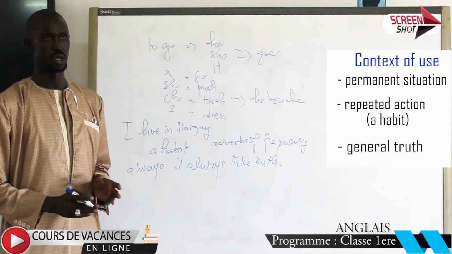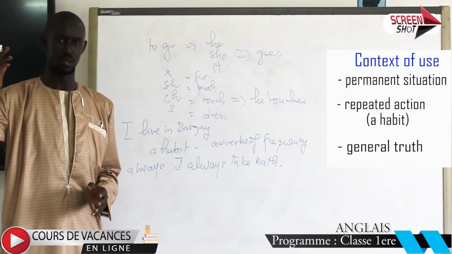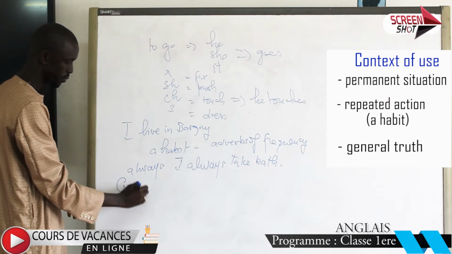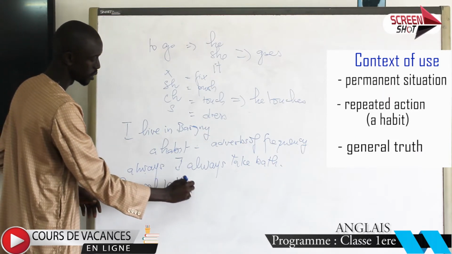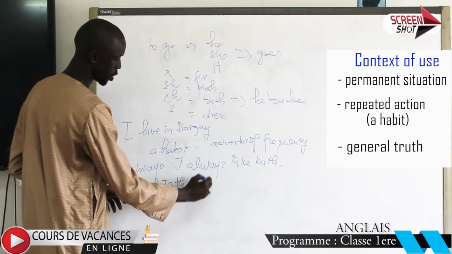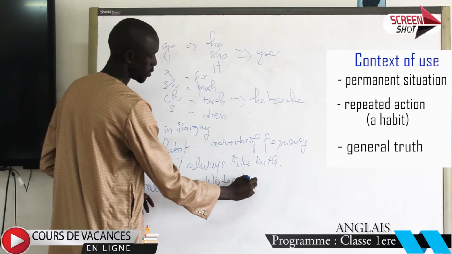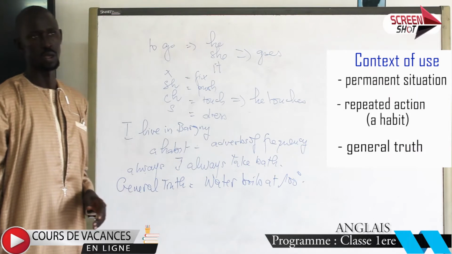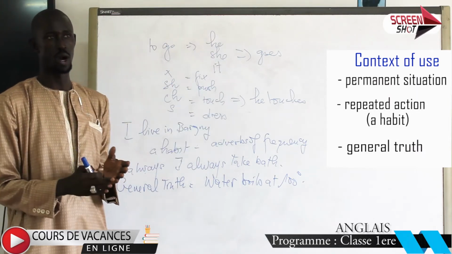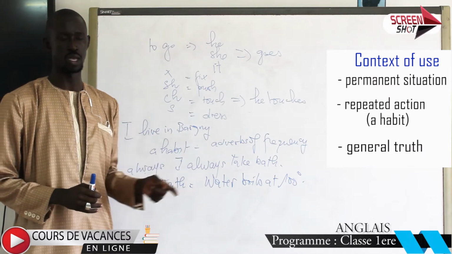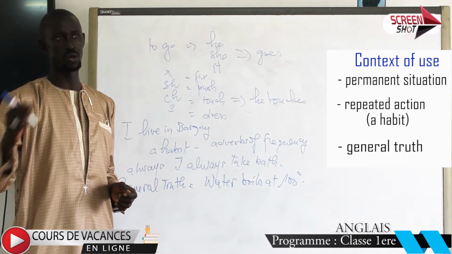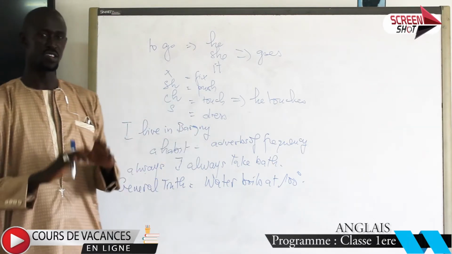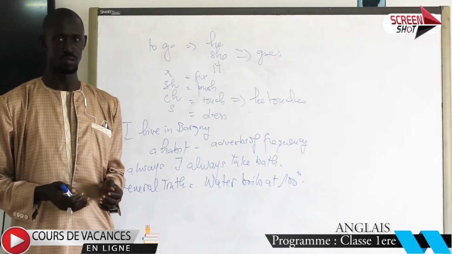We use also the present simple tense if we have a general truth. A general truth means something that was true in the past, that is true now, and that will be true in the future. As an example, we can say water boils at 100 degrees. That is a general truth. If you go to Europe, if you want to have warm or hot water, what we have to do is to boil it at 100 degrees. If you go to Asia, or to Africa, that is what we call a general truth. So here is a sum up for the present simple tense.